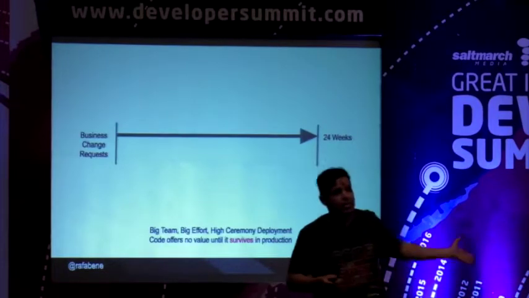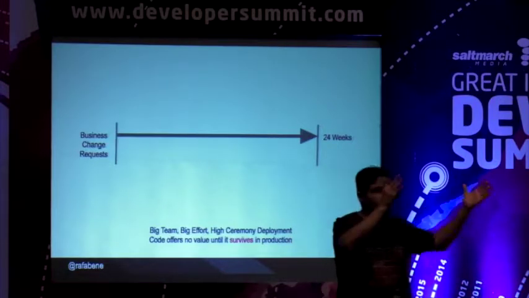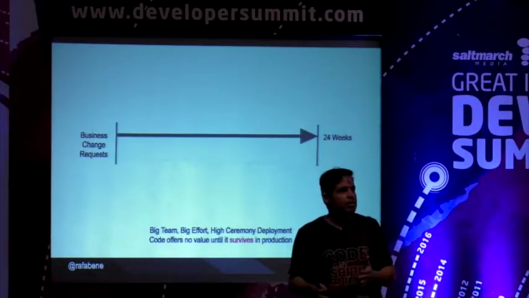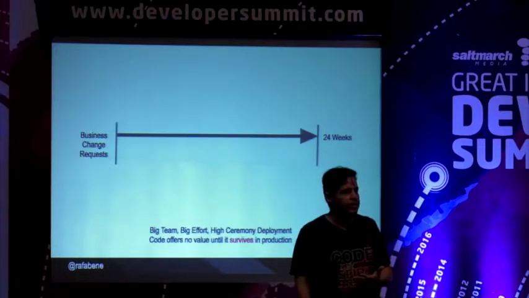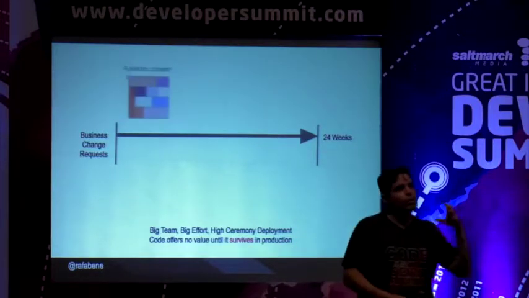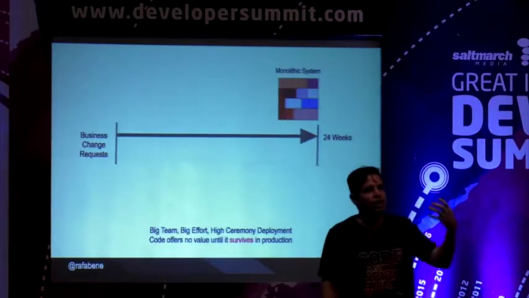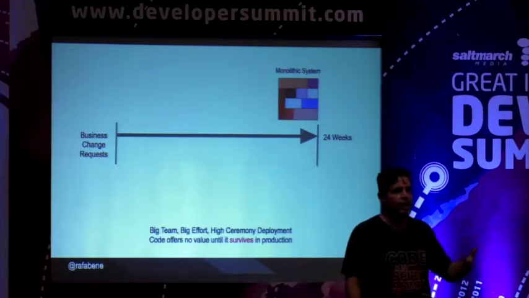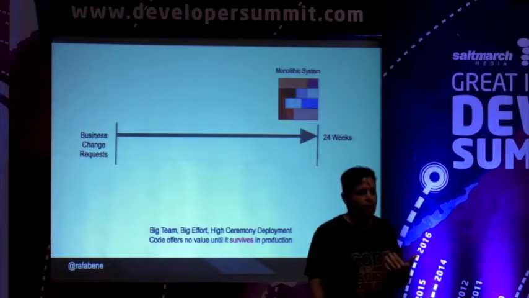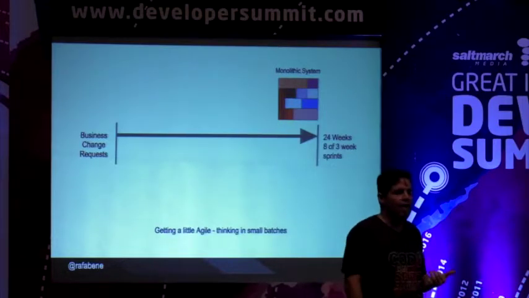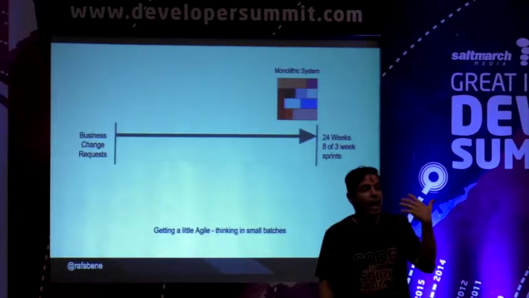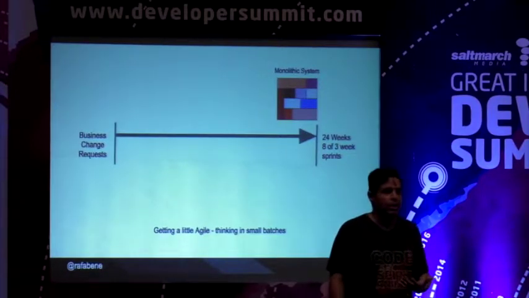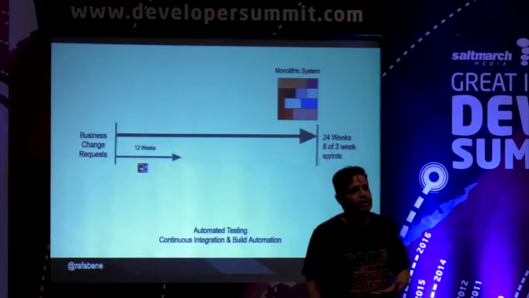And to release this big wild beast, this big monolith, in production, sometimes we take 24 weeks to release it. Of course, when you start to adopt those technologies, those practices that I mentioned, like for example, you start to adopt containers, or you start to adopt agile practices, you can reduce that to 12 weeks.